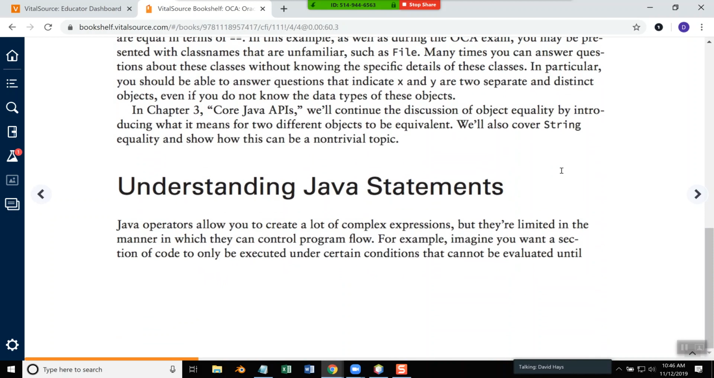Understand Java statements. Only got about 4 minutes left, so that's probably not a bad place to stop for today. So we'll go ahead and stop there and then continue on Thursday. Is there any questions on any of that?